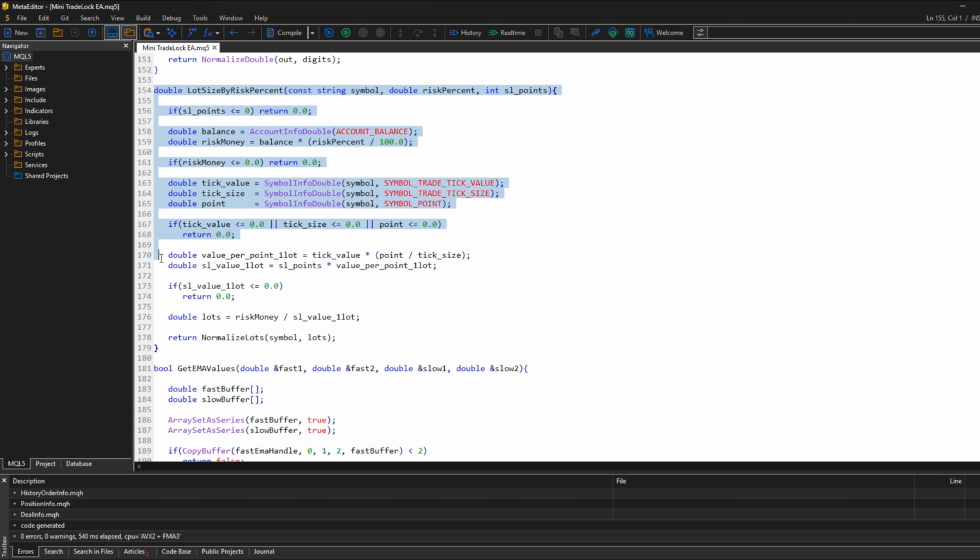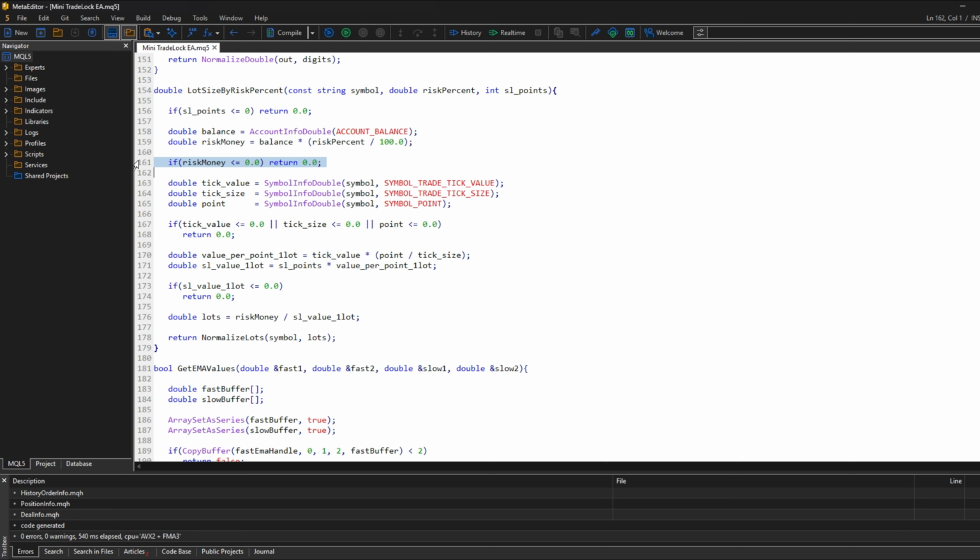Next, we calculate the lot size based on risk percent. So first, if the stop loss distance is invalid, we return 0. Then we get the account balance and we calculate the money risk. So if the account is, say, 10,000 and the risk is 1%, the risk amount is 100.